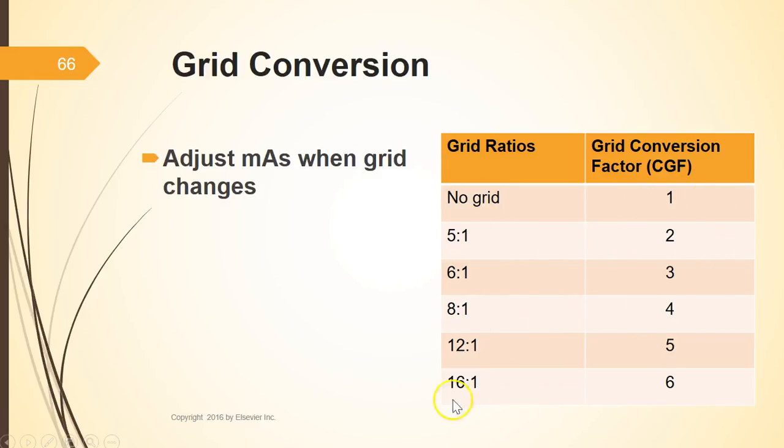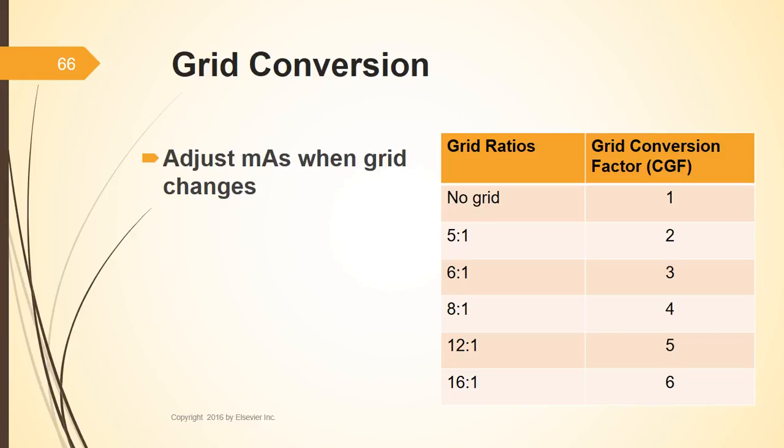These are your typical ones, so you need to know no grid, 5, 6, 8, 12, and 16. And they go in order of conversion 1, 2, 3, 4, 5, 6. So I'm just pointing out there is no 10 to 1, there is no 20 to 1, there is no 3 to 1. It's 0, 5, 6, 8, 12, 16. Now I don't know why, but that's just the way they are.